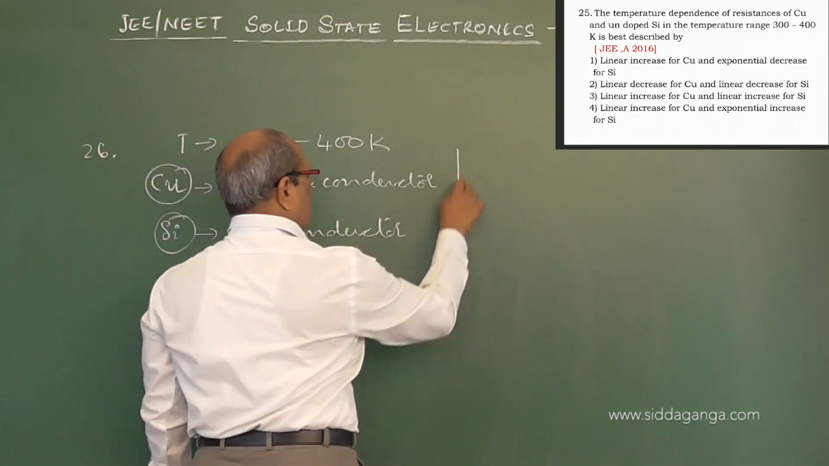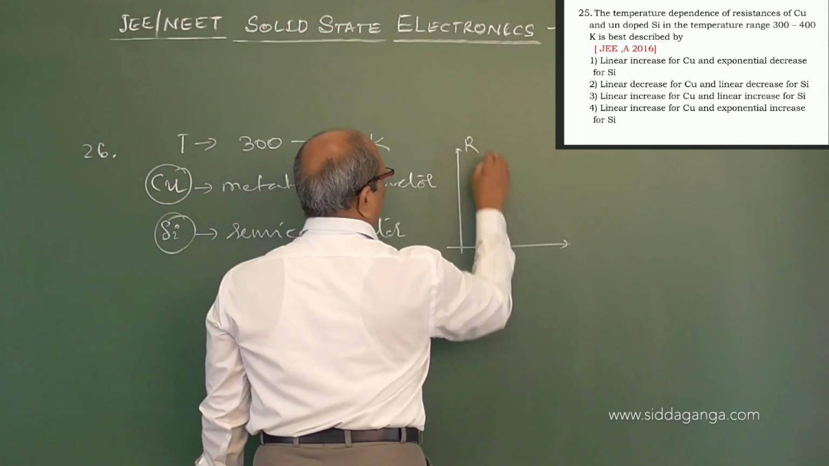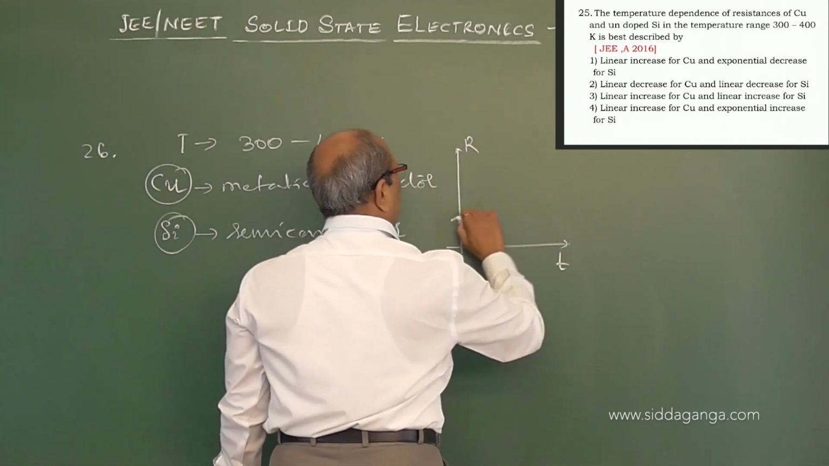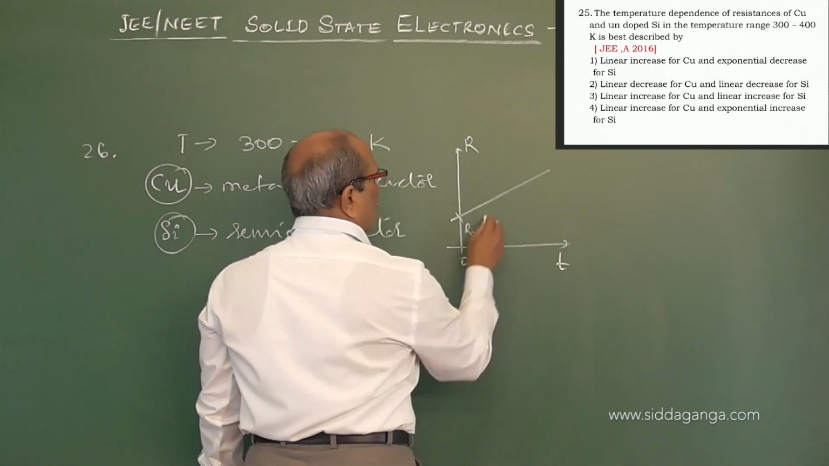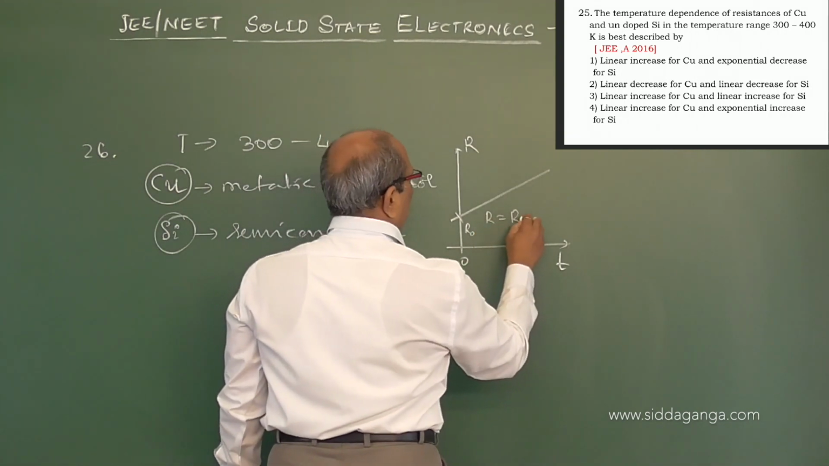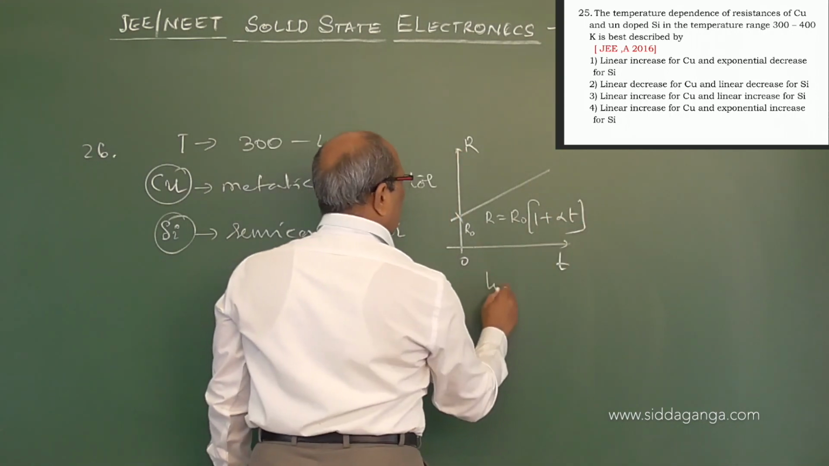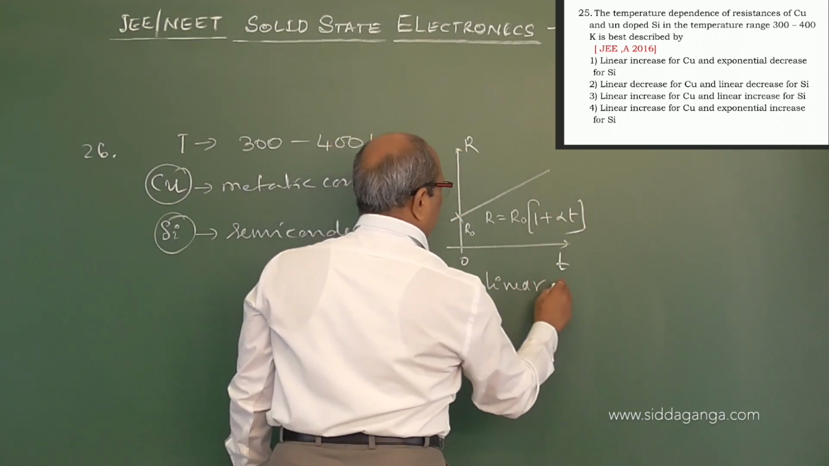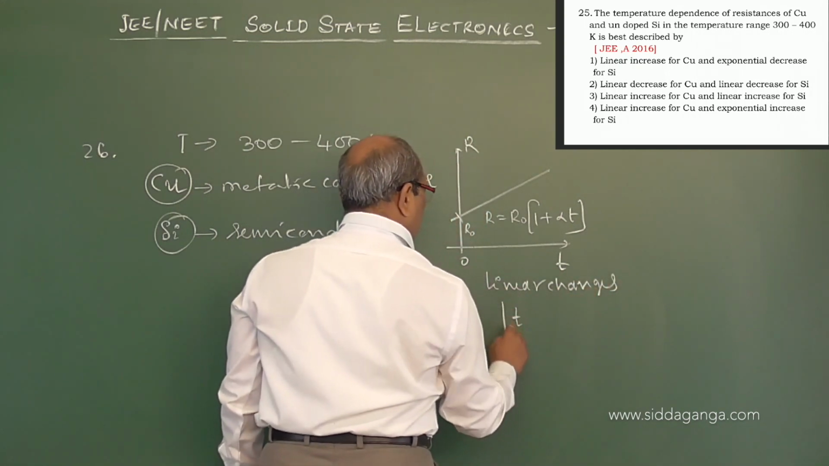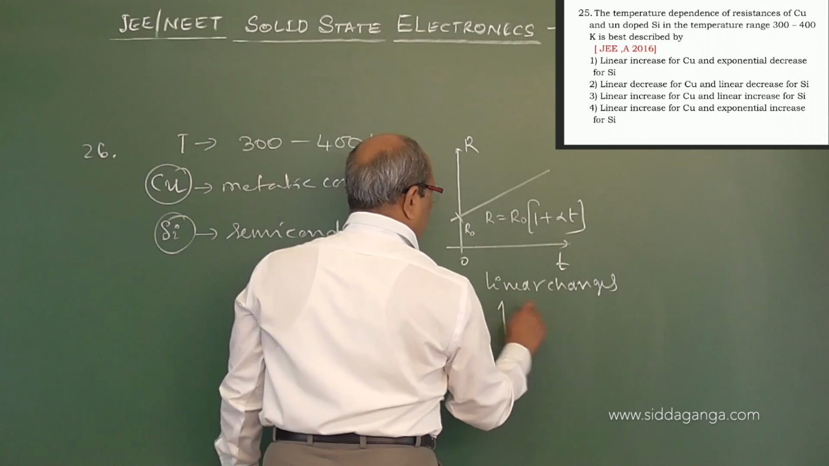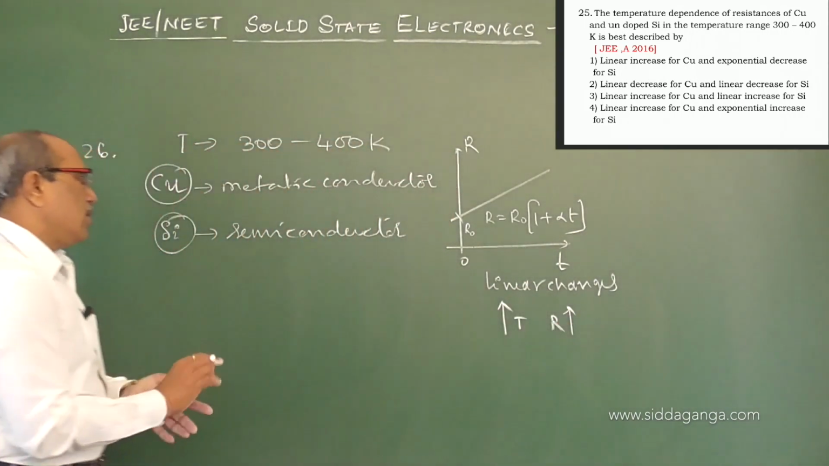In case of metallic conductors, you have studied resistance versus temperature linearly varies. Resistance at 0 degree, R is equal to R naught into 1 plus alpha T. Linear changes as the temperature increases. As the temperature increases, resistance increases linearly.